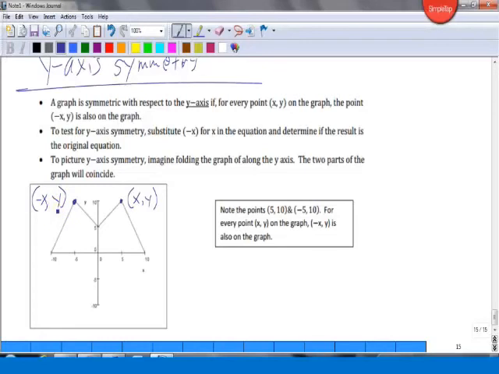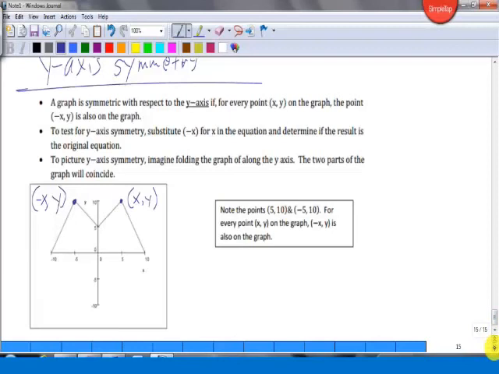So there's a test for y-axis symmetry that we'll use on some equations in a little bit. We substitute negative x for x wherever we see an x. Simplify. If we can make that equation equivalent or identical to the original equation, then we've shown that the graph of that equation has y-axis symmetry. If not, then it doesn't have y-axis symmetry.